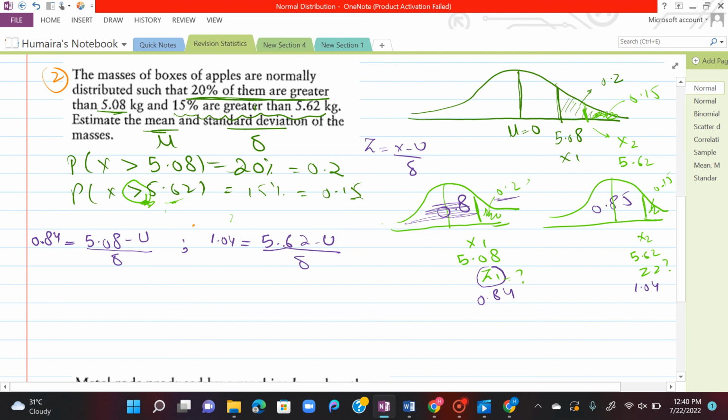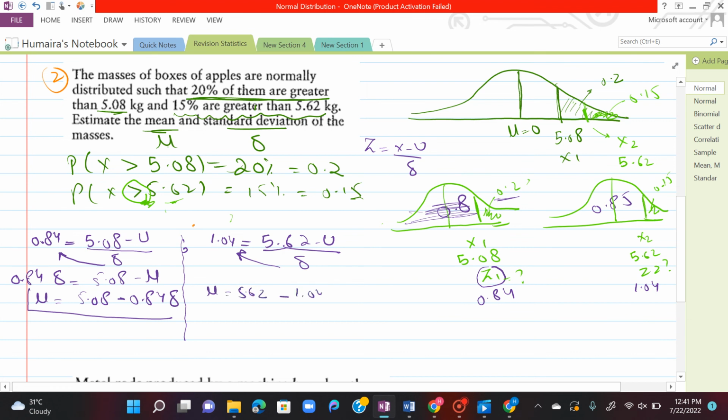Once I have these two equations, it's again the same old work, solving the things simultaneously. Just do the cross multiplication. I will do these two things separately, and at the end I will combine the equations and solve. So 0.84 sigma equals 5.08 minus mu. Let's make mu the subject. So mu equals 5.08, taking mu to the left side and this whole thing to the right side, minus 0.84 sigma. Okay, this is my one equation. Same I will do over here, so mu equals 5.62 minus 1.04 sigma.